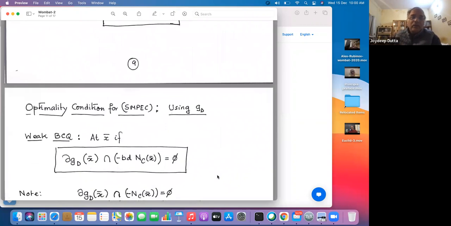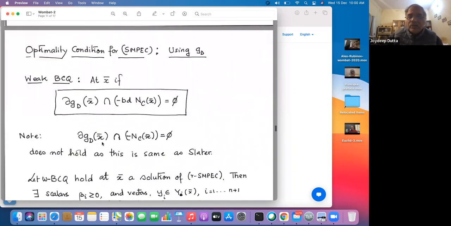Now if you want to write an optimality condition for the simple MPEC using the gap function, you must understand that the standard BCQ or Slater condition cannot be used, because the Slater condition would imply here that this is true. But the Slater condition actually fails for this problem, because there cannot be an x in C for which G(x) is strictly greater than 0. That goes against the definition of a gap function. So here we have to use a weaker condition called the weak BCQ, where instead of the intersection with the minus of the normal cone being empty, we say the intersection with the boundary of the normal cone is empty. So we weaken it.